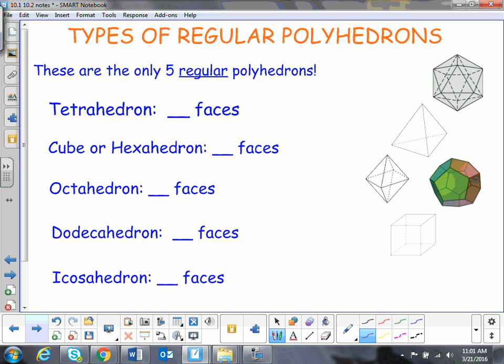Okay, so there's 5 special regular polyhedrons. You've got the tetrahedron, you've got the cube, or hexahedron, you've got the octahedron, the dodecahedron, and the icosahedron. Did I put pictures of these for y'all? Just write them down, okay? This will help you remember what it looks like.